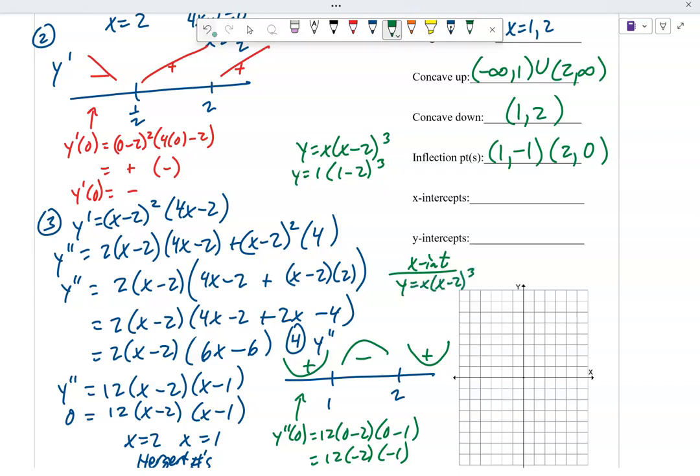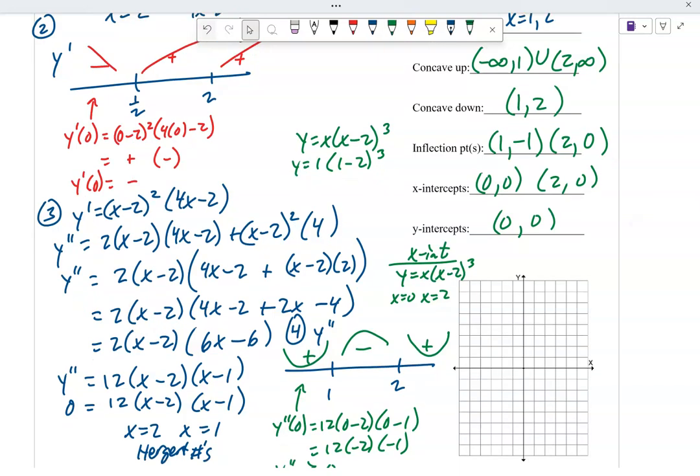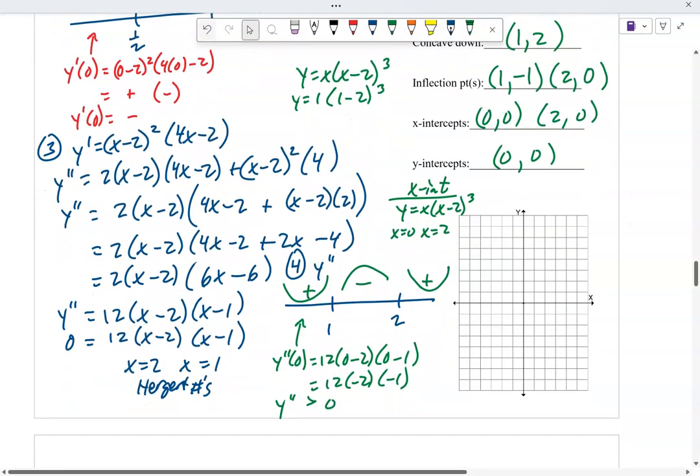And so that'll end up being 0 and 2. That'll be our 0. So 0, 0, 2, 0. Let's find our y-intercept by letting x be 0. If I let x be 0, it'll spit out a 0 for y. All right, so let's start putting this on our graph. Our zeros are 0, 0.